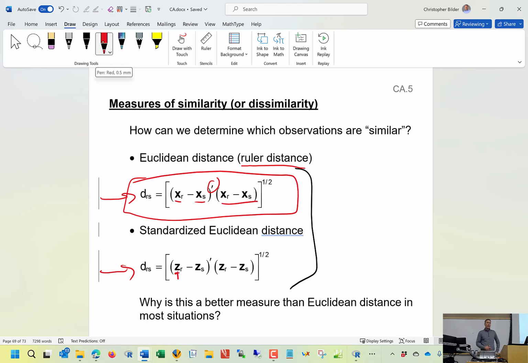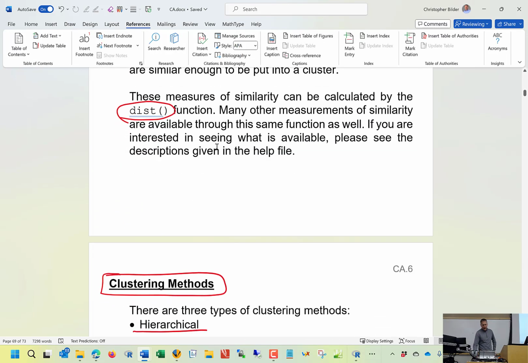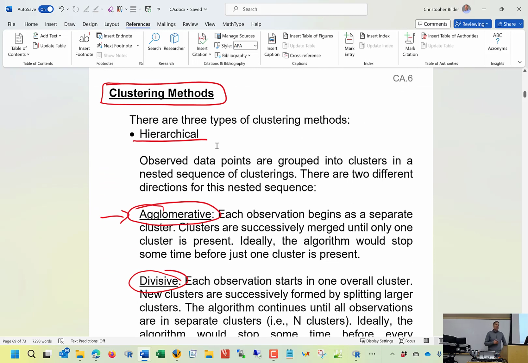And so once we have this way of measuring how similar observations are, then we can use one of a wide variety of different cluster analysis methods to put the observations into groups, into the clusters. There are three main different, let's say, categorizations of cluster analysis methods. Today we are going to focus on what's called hierarchical, and hierarchical is split up into two different parts, where today we're going to focus on agglomerative, where the basic idea is this.